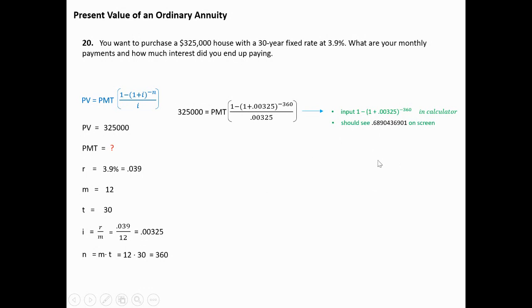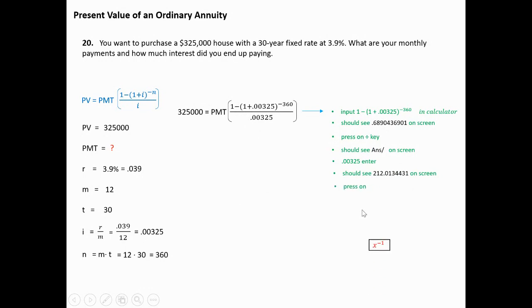0.689043691 on the screen. Then you're going to hit the division key because you're going to be dividing. Then you should see this answer with a division, and you're going to enter what you're going to divide it by, which is 0.00325. Then you're going to enter. Then it's going to give you 212.0134431 on the screen, which means all this right side is 212 with those decimal places.